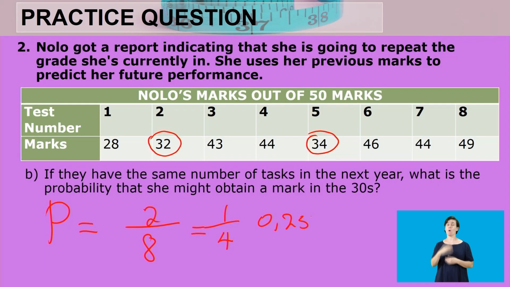So when it's a quarter and you want to convert it to a decimal number, then it becomes 0.25, or it's actually 25%. So there's 25% chance that she might get a mark that is in the 30s in the test that she's going to write the next year.